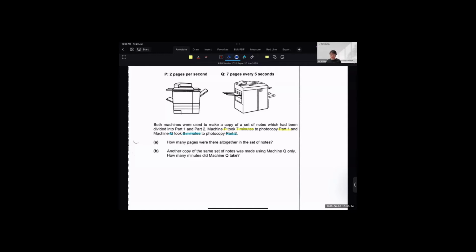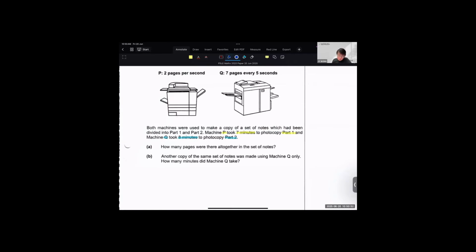We are given the rate of print of the two copiers. What you need to understand is that it is not a fair comparison. We cannot compare two machines when they are presented in different rates. Correct? Okay. But part A of the question doesn't require that. Part A just wants you to find the total number of pages. So you can work the two machines separately.